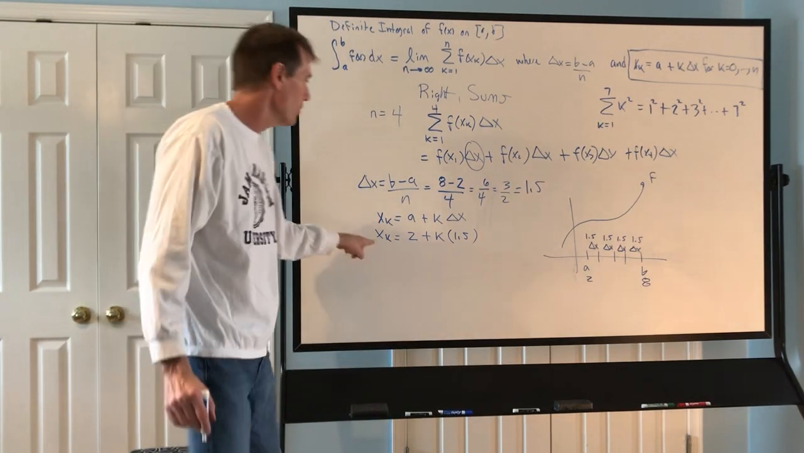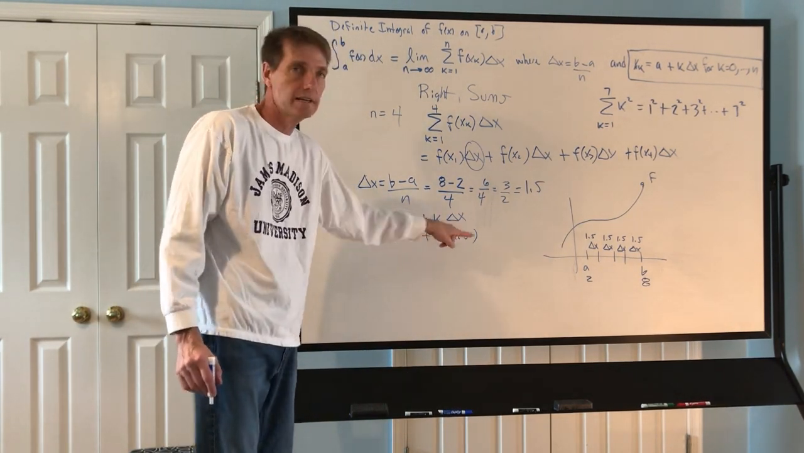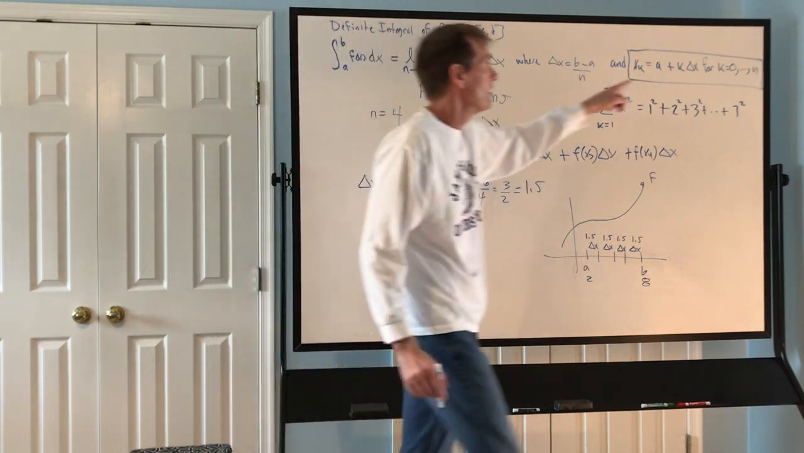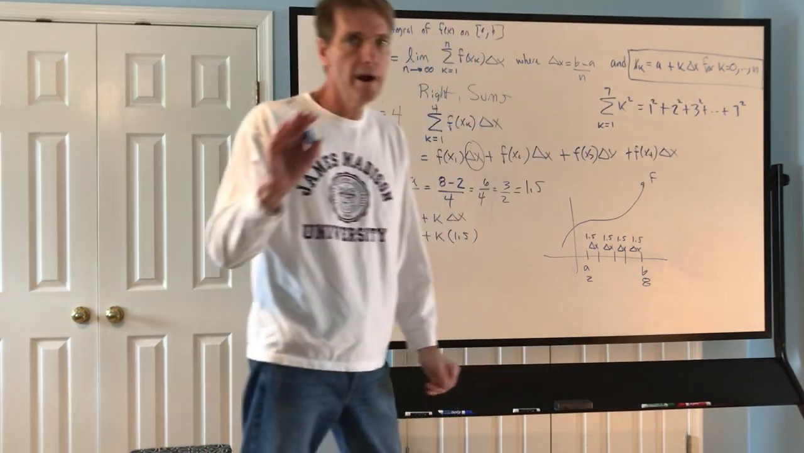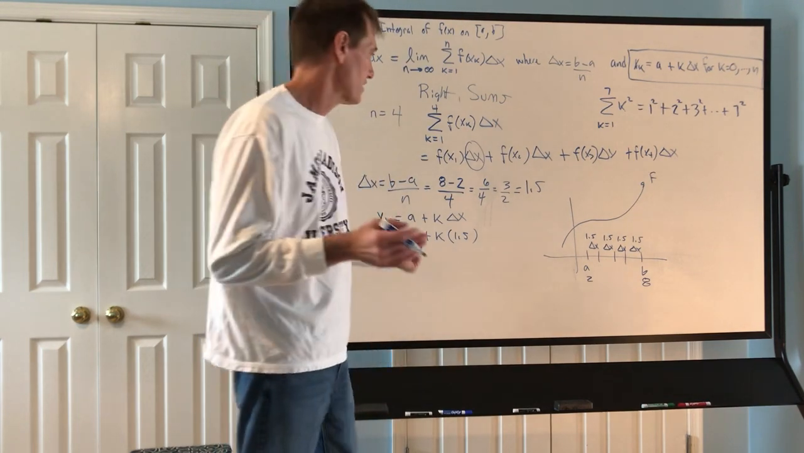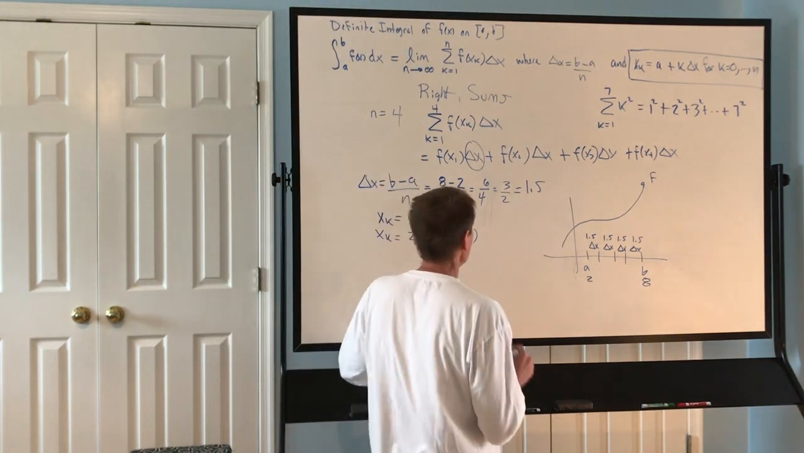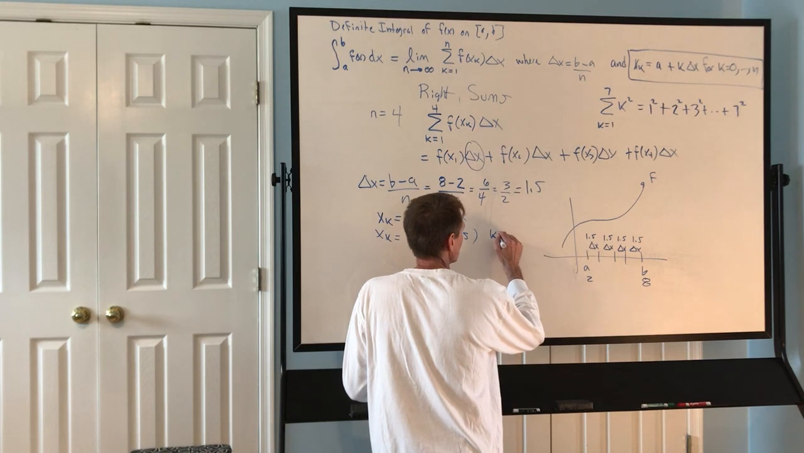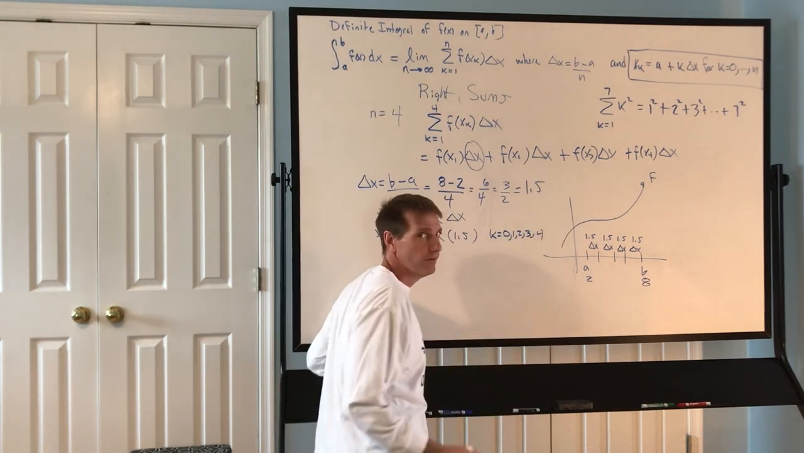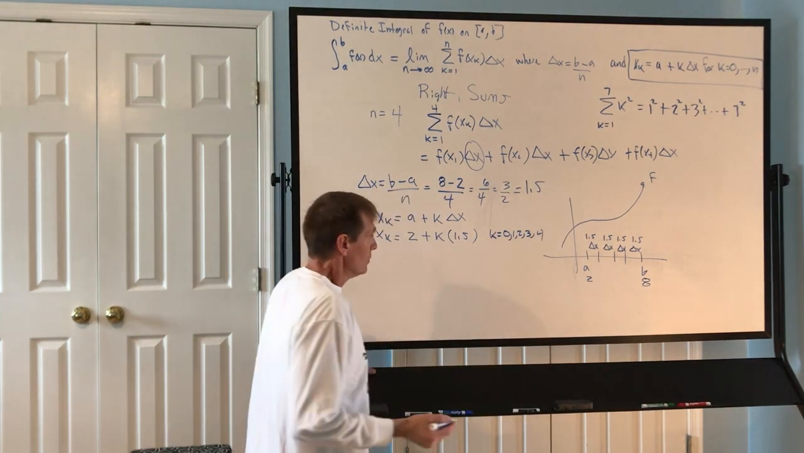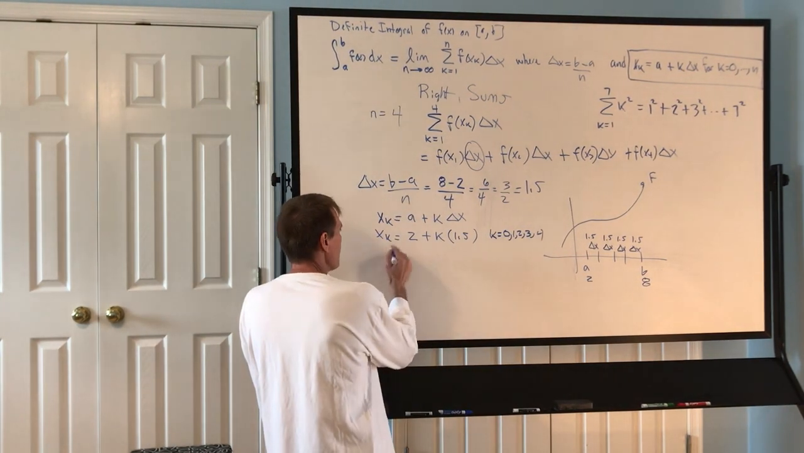So our x sub k would be equal to 2 plus k times 1.5. Now my k is going from 0 to n, but who's our n? Now, like Dr. 1, that's 4. So k would be going from 0, 1, 2, 3, all the way up to 4. So let's list these out.